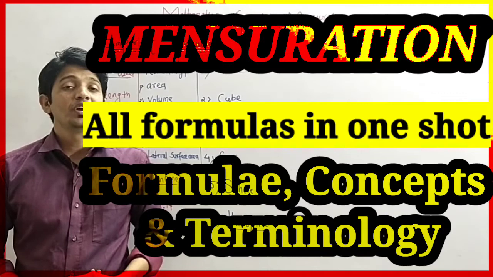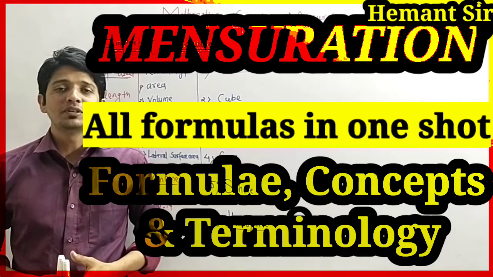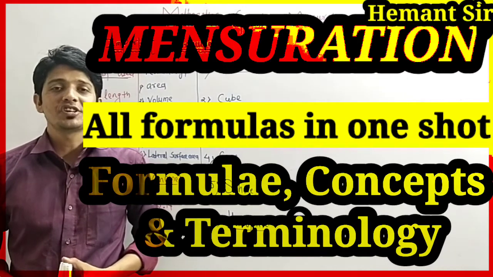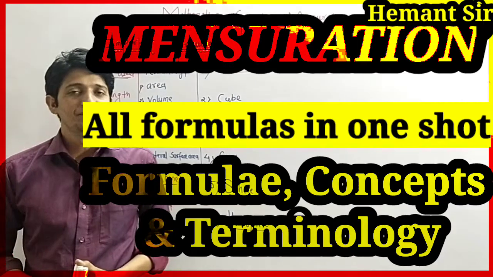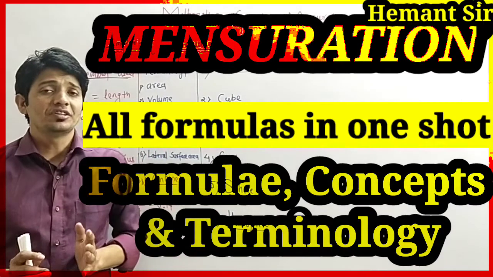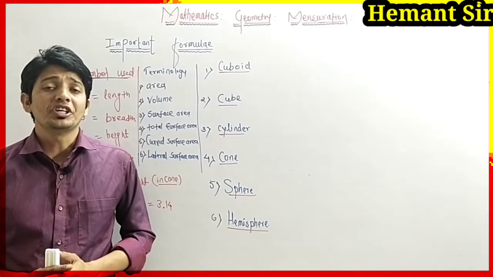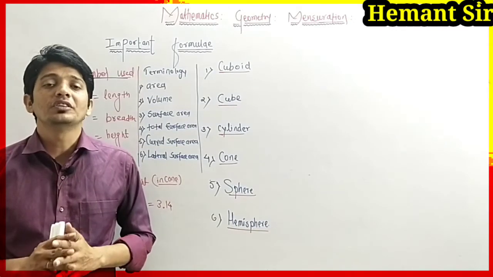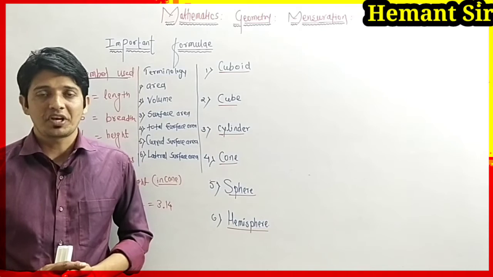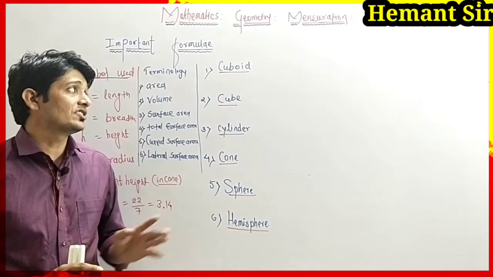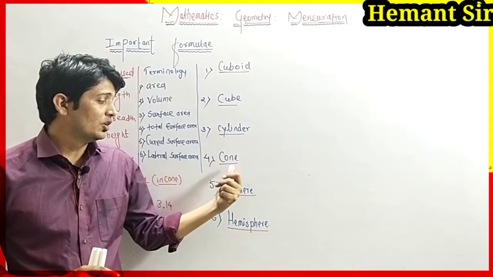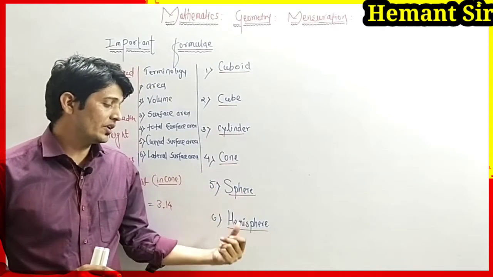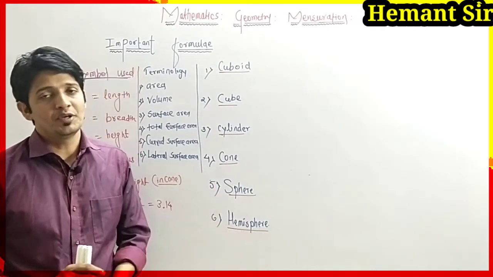So today we are going to start the new chapter, which is mensuration. It is part of your geometry section. In mensuration, the main terminology we are going to use is for the different structures. The different structures are cuboid, cube, cylinder, cone, sphere and hemisphere.